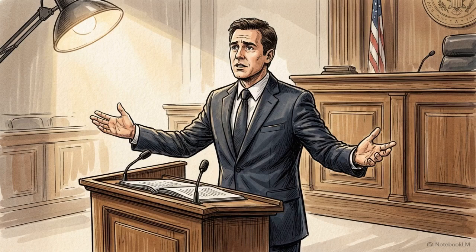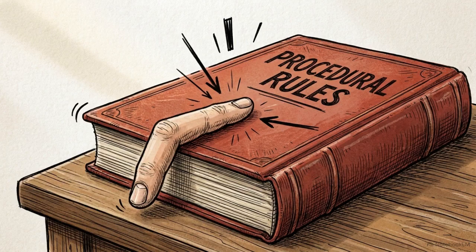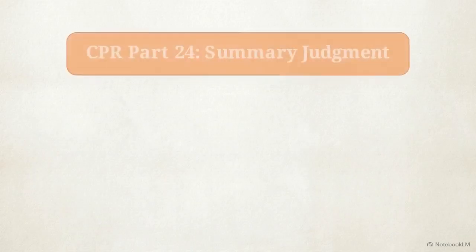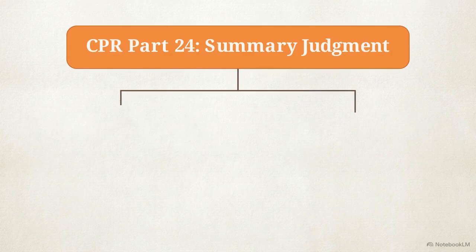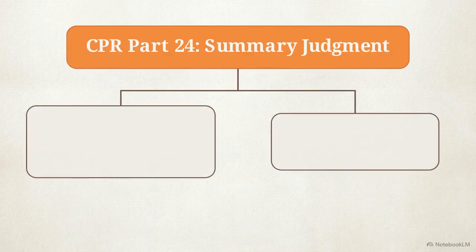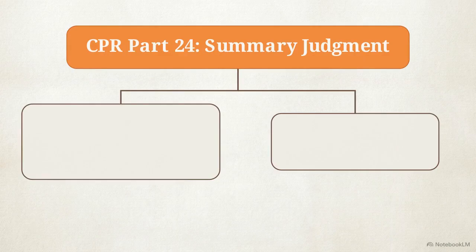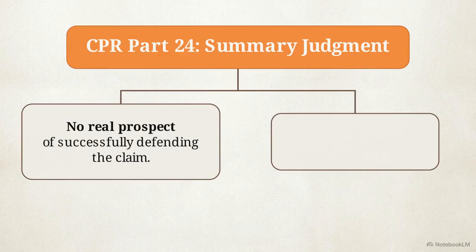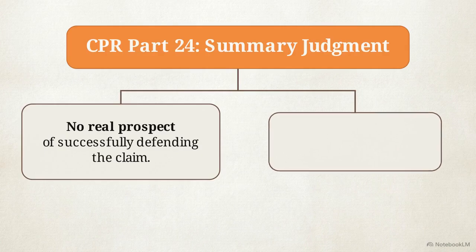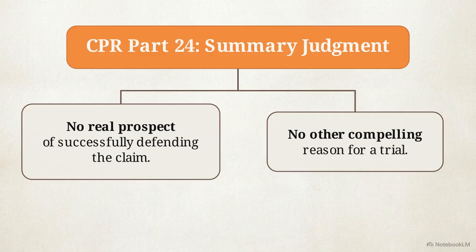Courtroom persuasion fails when it relies on appeals to general fairness. Every submission must tie directly to a specific procedural threshold. Civil Procedure Rule Part 24 provides the defining mechanism for a summary judgment through a strict two-limb test. To succeed, you must prove the first mandatory limb, that the defendant has no real prospect of successfully defending the claim. You must also satisfy the second limb, proving there is no other compelling reason for a trial to take place.